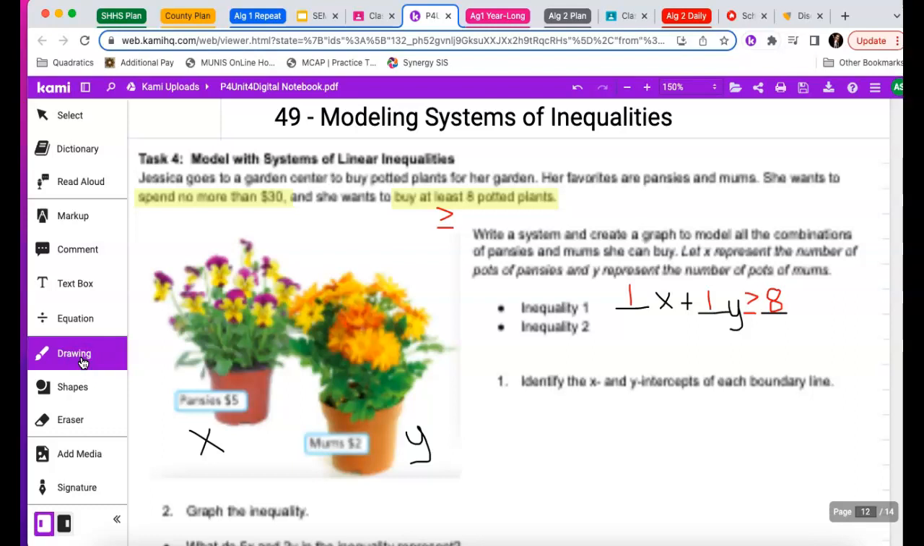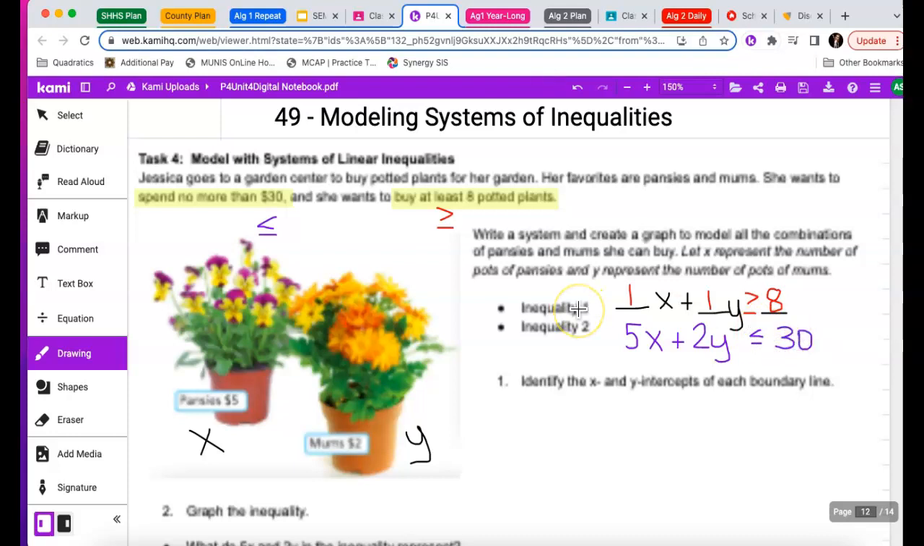Now let's talk about the price. So the price of the pansies is $5. So we'll have 5X plus the total amount for the mums is $2, so 2Y. And I want to spend no more than $30, which means I can spend exactly $30 or less than $30. I cannot spend more than $30. So we have to use the less than or equal to, and then our total is 30.